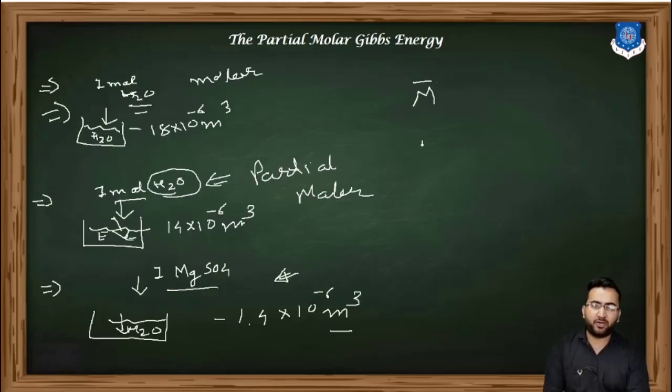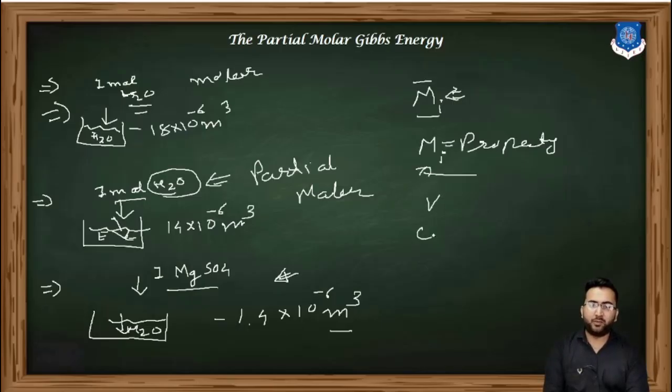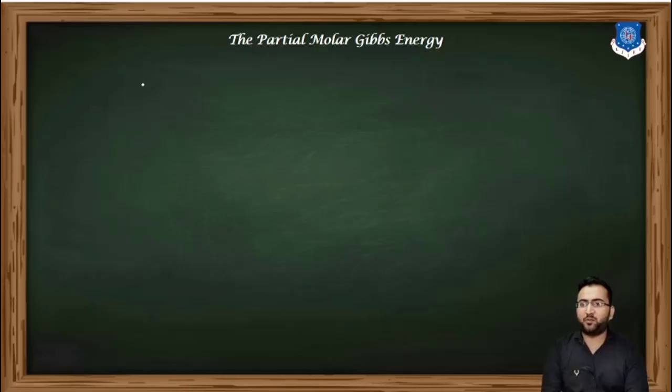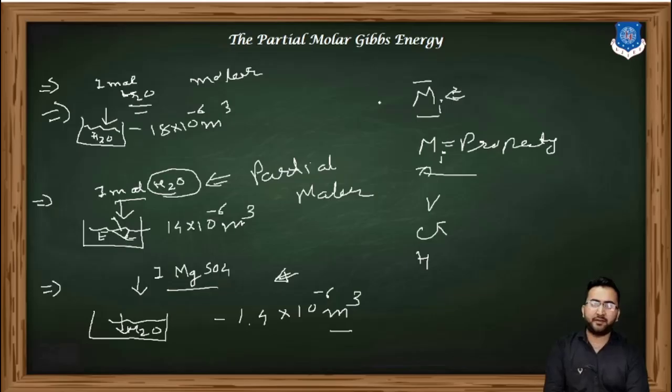If we denote M as a property, then the partial molar property is denoted by M bar for a particular component i. We can replace this M with any property such as volume, Gibbs free energy, enthalpy, and other thermodynamic properties. So now let's talk about the partial molar Gibbs free energy, which is denoted by G bar. As I said on this slide, this is a partial molar property.